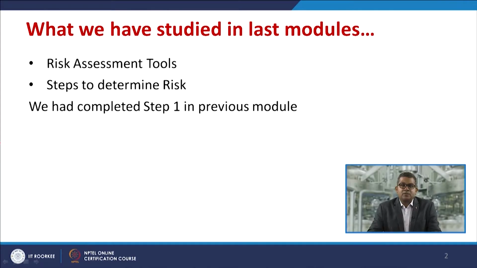Welcome to this module related to the risk assessment steps. So, in the previous module, we had a discussion about the various tools available for risk assessment. We have gone through the different steps to determine the risk or analyze the risk assessment. While discussing these various steps available for risk assessment or risk management tool, we had completed step number 1 in the previous module.